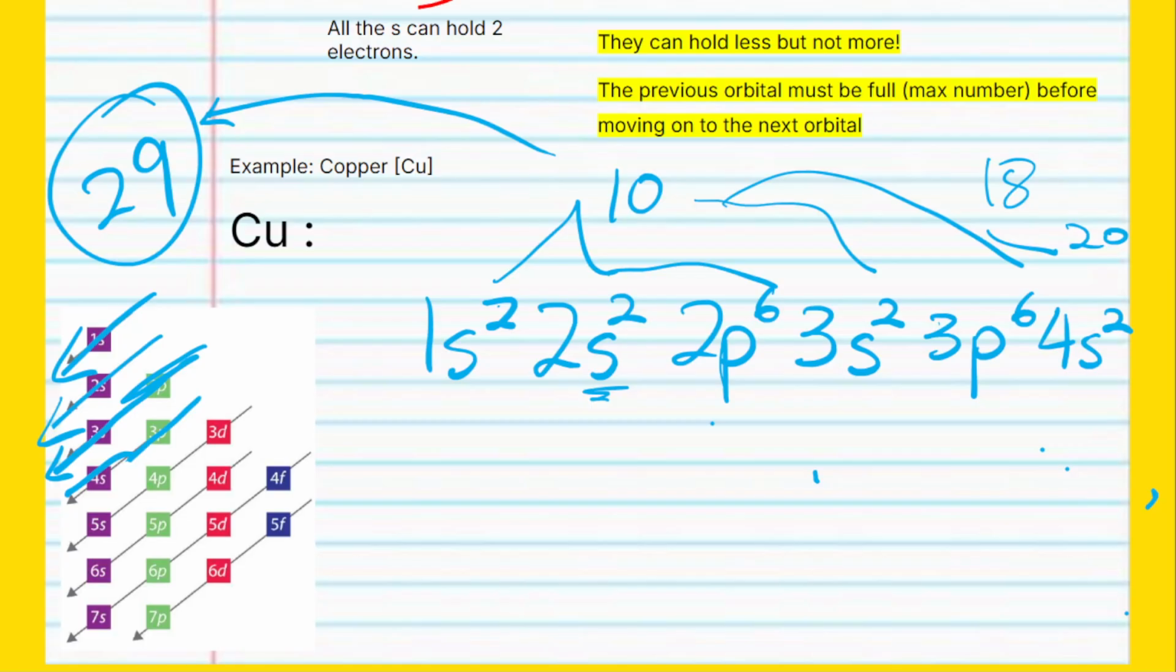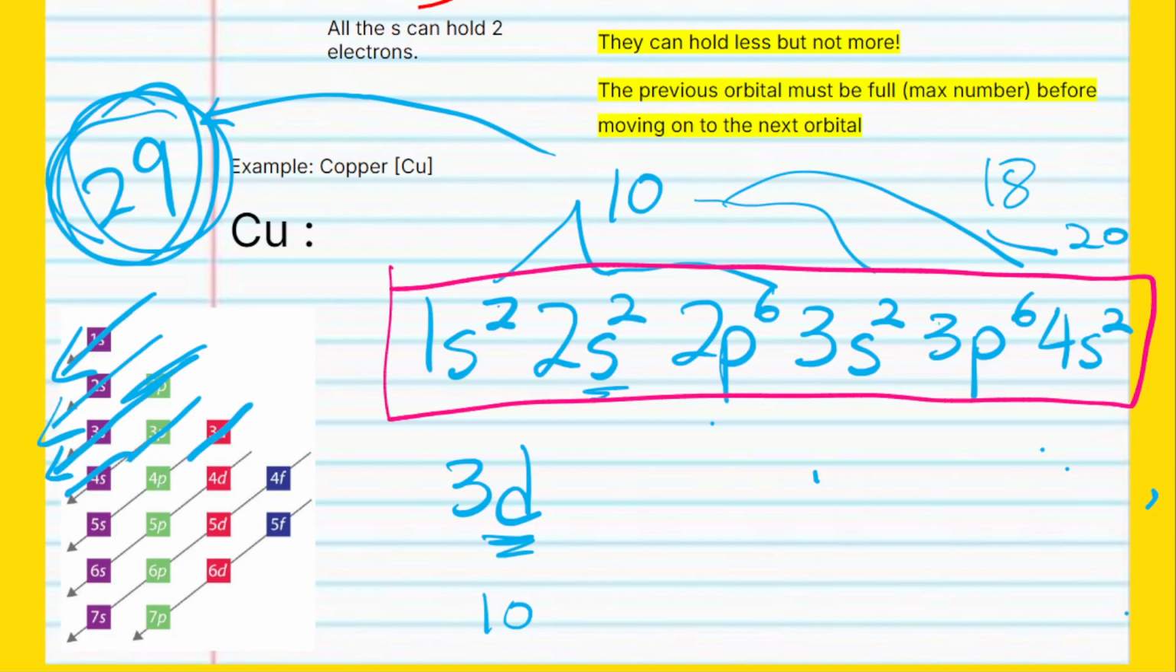So after 4s, I can go to 3d. So 3d, remember, d can hold up to 10 electrons. And I need how many? I need 29. And I've already gotten 20 up here, right? So 2 plus 2 plus 6 plus 2 plus 6 plus 2, that's 20. I don't need all 10. I just need 9. So it will end at 3d9. Does that make sense?